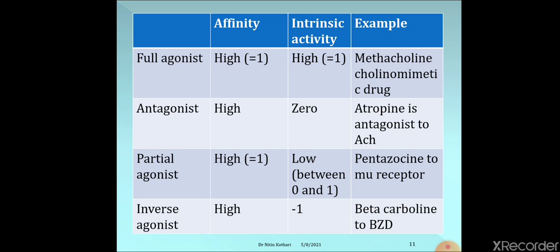So you can see here, they are the 4 classes of drug, and these 4 classes of drug are classified on the basis of intrinsic activity. They are not classified on the basis of affinity. Affinity is the strength of binding between drug and receptor, while the intrinsic activity is the strength of pharmacological response shown by binding of drug to receptor. This is intrinsic activity.